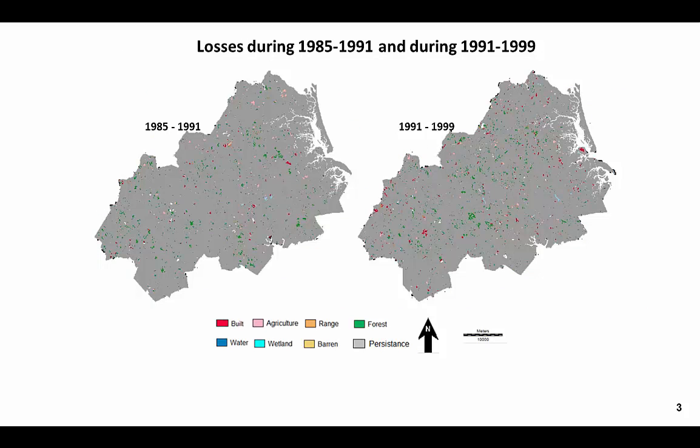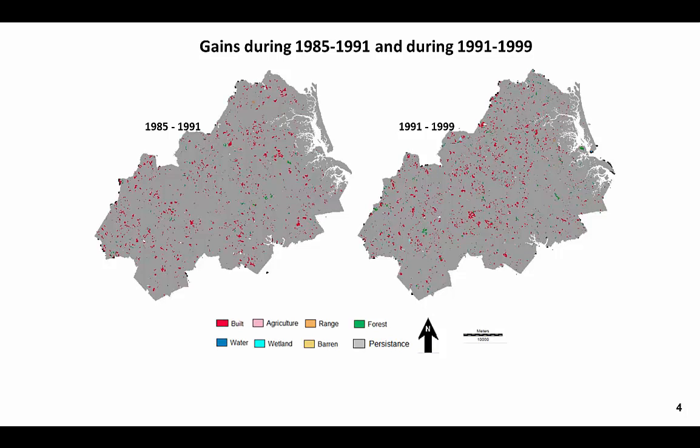Here we have 1 map for each time interval. Gray is persistence, and any non-gray color indicates a losing category. The largest losing category is forest. For this pair of maps, the gray color indicates the gaining category. The largest losing category is built. It is important to see the changes in the maps, and it is important to also analyze the changes quantitatively.